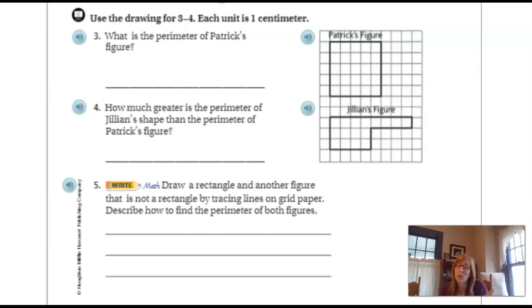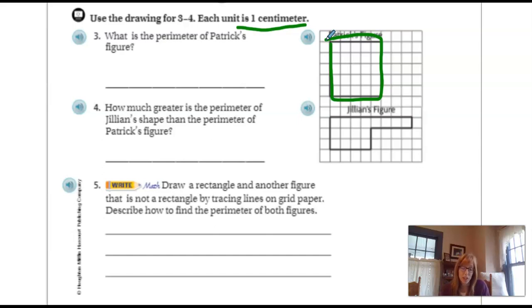So you have Patrick and Jillian's figure. It says, what is the perimeter of Patrick's figure? And you can see that they are in centimeters. So if you did the perimeter, which is the distance around Patrick's figure, you would have gone all the way and counted every single line block, okay? And you would have found that his was 20 centimeters.